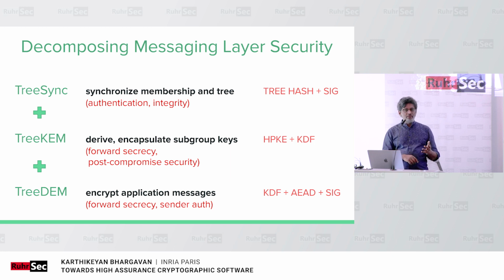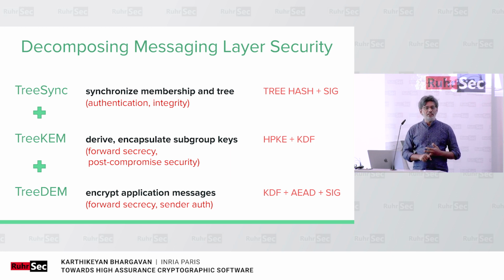Tree KEM, on the other hand, is the one that is going to actually establish secret keys. So you want forward secrecy, you want post-compromise security for the keys. It's doing your ratcheting, and everything is happening inside tree KEM. To do that, it's using a combination of HPKE and a key derivation function. And the tree DEM part doesn't care about any of the key establishment. It has a key. Now it's only going to encrypt application messages.